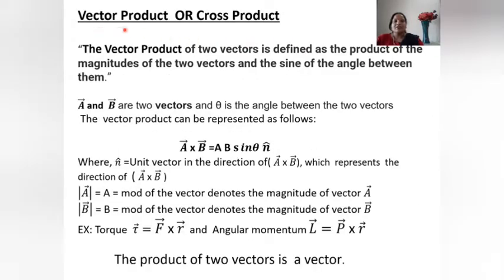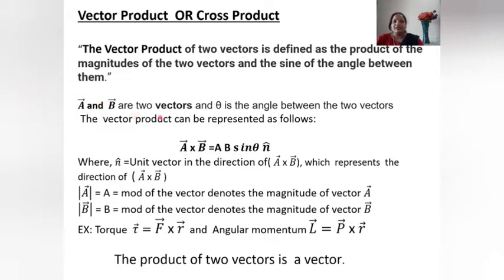Next is the vector product or cross product. Statement: the vector product of two vectors is defined as the product of the magnitudes of the two vectors and the sine of the angle between them.